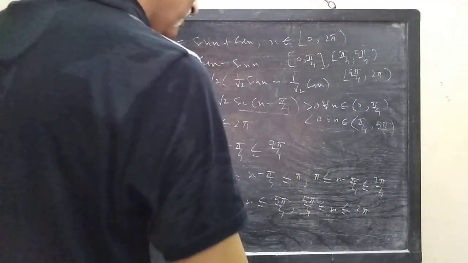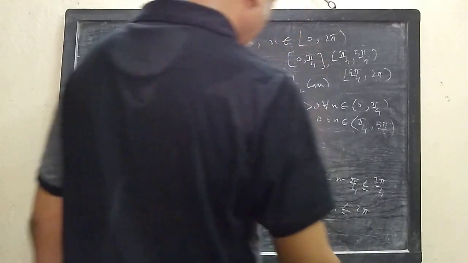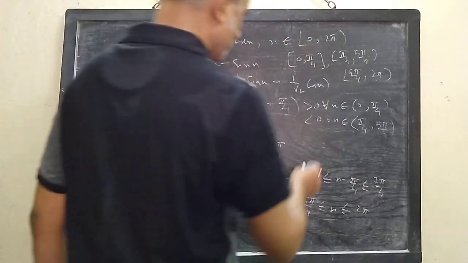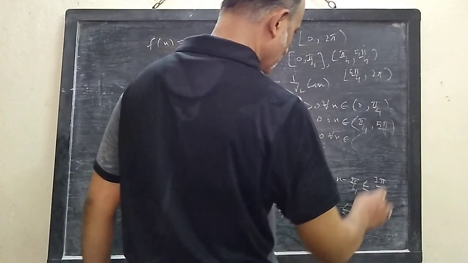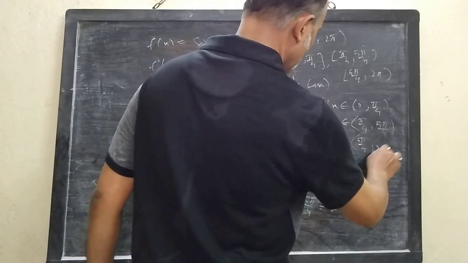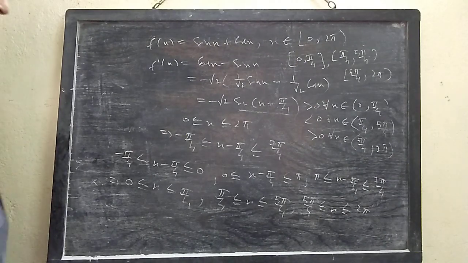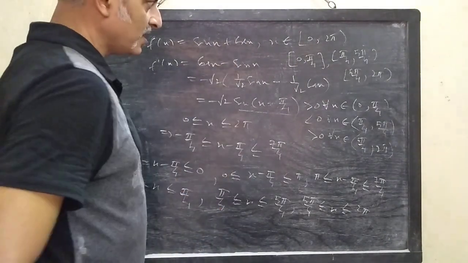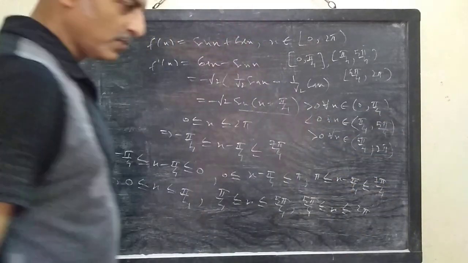In the third interval, x minus pi by 4 lies between pi and 7 pi by 4. Their sign is negative, here it is minus root 2. So this will ultimately be greater than 0 for all x belongs to the next interval, 5 pi by 4 to 2 pi. So it is easy to conclude. The function f(x) is strictly increasing in 0 to pi by 4, union 5 pi by 4 to 2 pi.